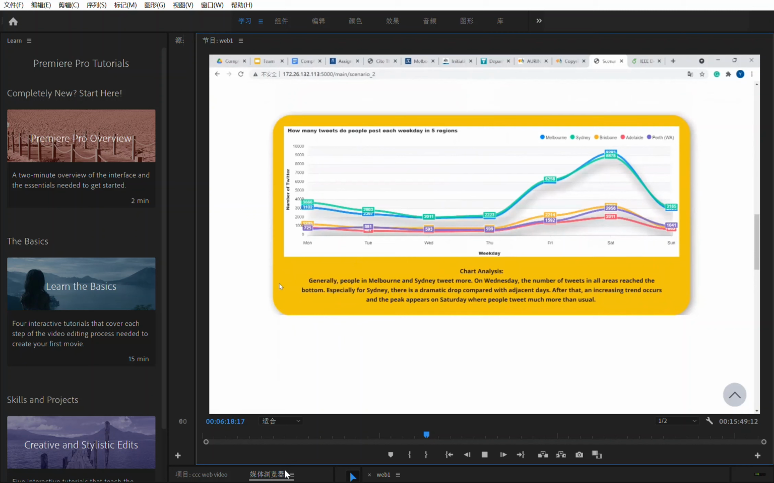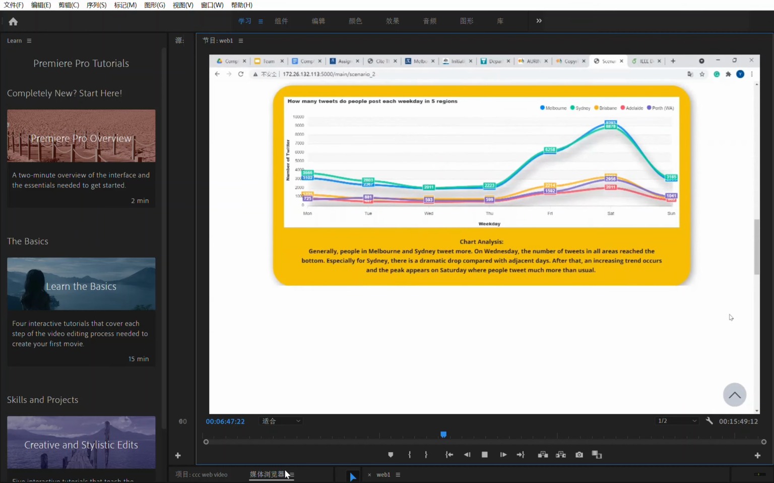And here is a line graph about how many tweets do people tweet each weekday in 5 regions. Generally, people in Melbourne and Sydney tweet more. And on Wednesday, we can see that people tend to tweet less. After that, there's an increasing trend occurs, and the peak appears on Saturday, where people always tweet much more than others.